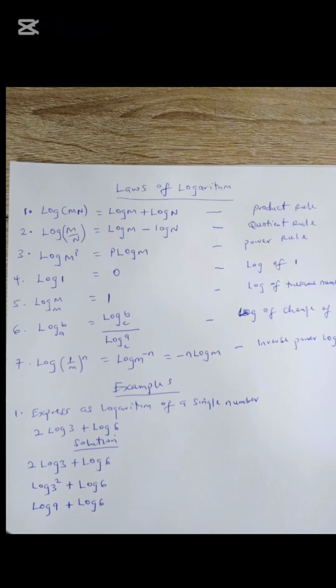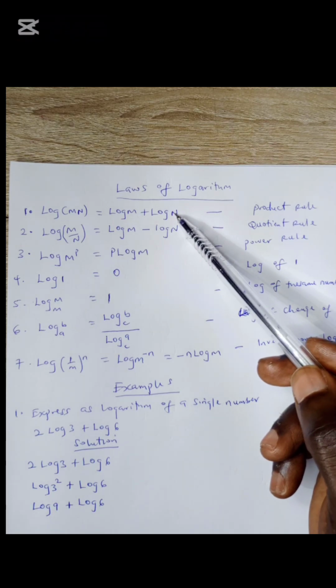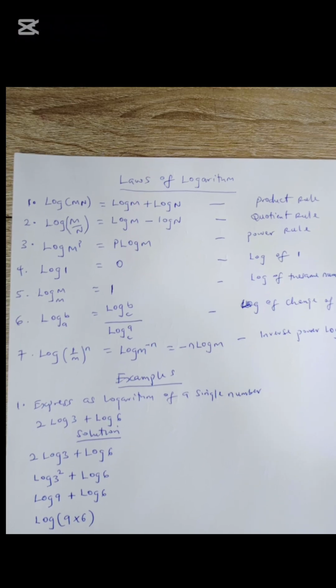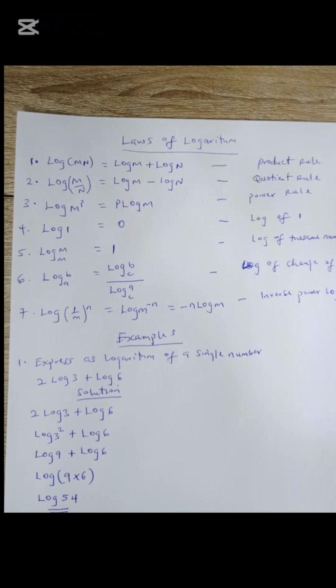Don't forget they say express as logarithm of a single number. We want to make this a single log. You know this has now turned to a product. This is our product here. So we can now say log into bracket 9 times 6. That is log 54. That is our answer. So we have expressed it as a single log.